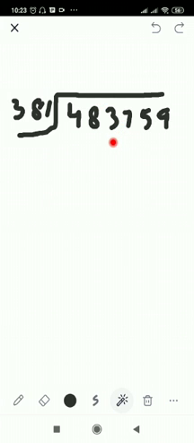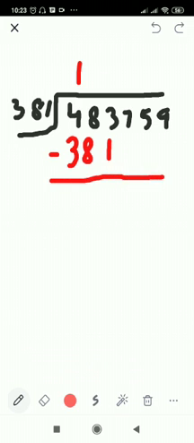And then we are going to divide 483 by 381. All right. So how many 381s are there in 483? I think there is only one, so we are going to do 381 one time. 381 one time is 381, because I think that 381 two times will be much bigger than this number, so we will do this. All right. So 381 one time is 381.